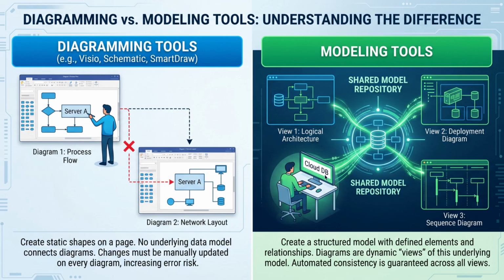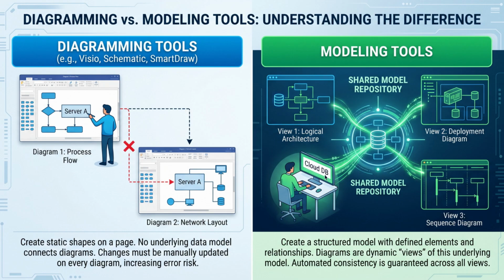Now, I need to make a really important distinction here. These specialized modeling tools are completely different from your everyday diagramming apps like Visio, SmartDraw, or Process On. Why are they so different? Well, it all comes down to what is happening behind the scenes. When we use a standard diagramming tool, we're really just drawing flat shapes on a blank page. There isn't any smart data or an underlying system connecting those shapes together to make sure everything stays accurate and consistent. If we change a name on page 1, we have to remember to change it on page 10.